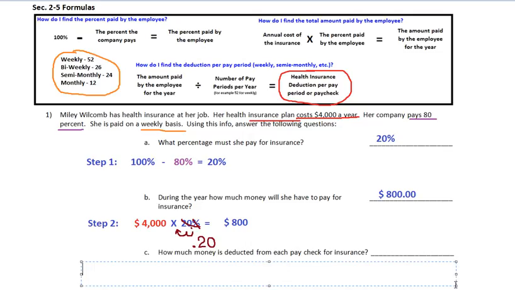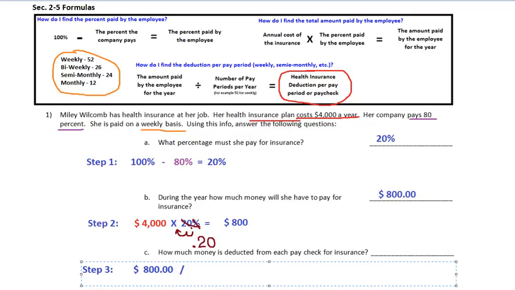Last but not least, we go on to step 3. This is the amount paid by the employee for the year, and then we divide it by the number of pay periods per the year. So what is the amount paid by the employee? Well, we just got that. It was $800. We just got that from step 2. And now we have to divide it by the number of pay periods in a year.